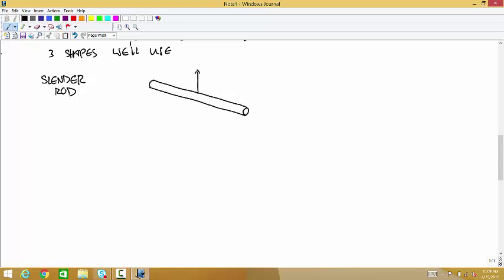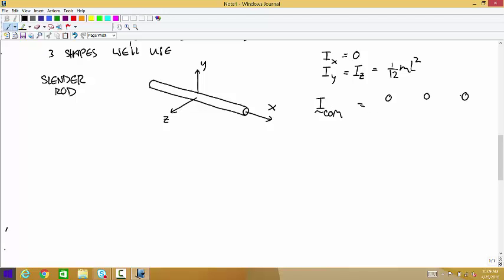Okay, so call that the y-axis. Call that the z-axis. And call that the x-axis. Then in the 2D formatting, we said that the moment of inertia about x was equal to 0. The moments of inertia about y and z were the same, and those are equal to 1/12 ml squared. So in the tensor format, we can write this as the mass moment of inertia about the center of mass is equal to 0, 0, 0. Then 0, the y element is 1/12 ml squared. And then 0 until you get to the z diagonal element, and that's 1/12 ml squared.